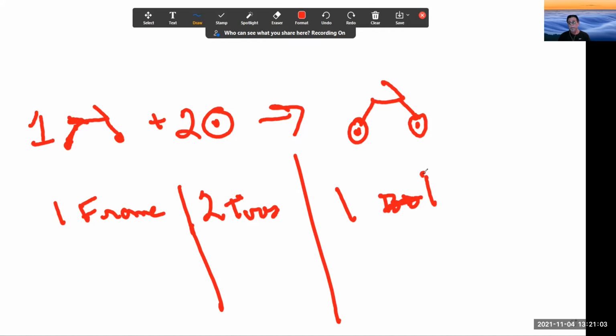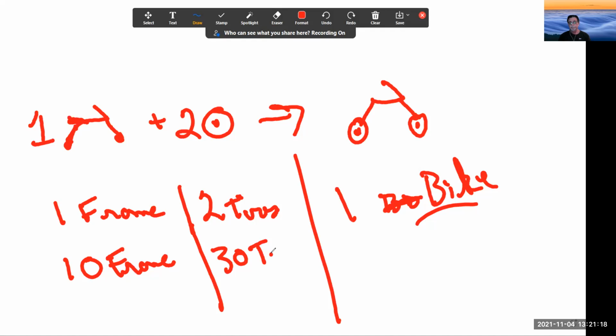Assembled bicycle, bike. Now, if I start off with 10 frames and I have 30 tires, how many assembled bicycles would I have? Okay, I got 10 frames, 30 bicycle tires. How many assembled bikes would I have? Given the ratio that you can see. So 1 to 2.